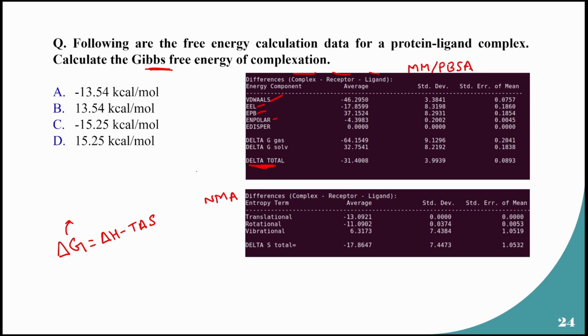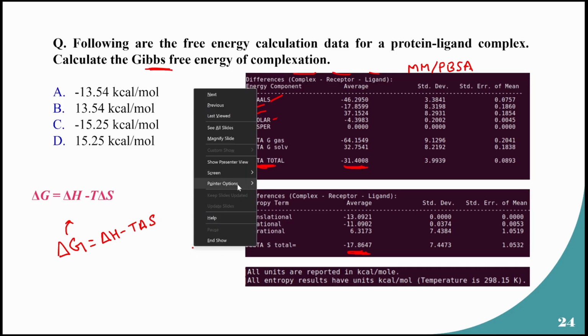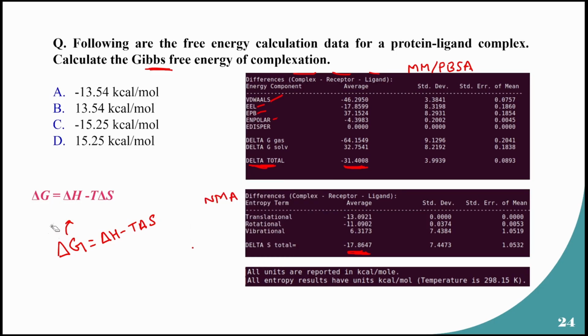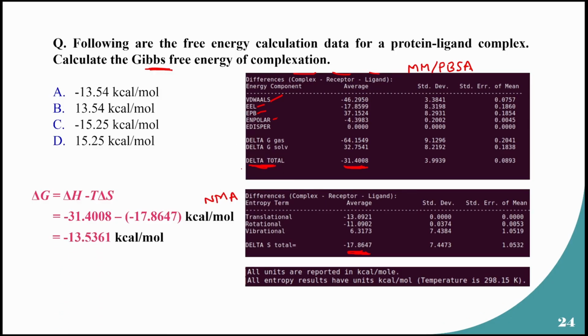So the overall enthalpy is this one, minus 31.4008. And the entropy contribution is this one, minus 70.8647. So you don't have to do much. You just have to use this formula, and you will see very quickly. If you just plug in the values, you will get the answer. And the answer in this case will be minus 13.53 kcal per mole, which is option A, right?